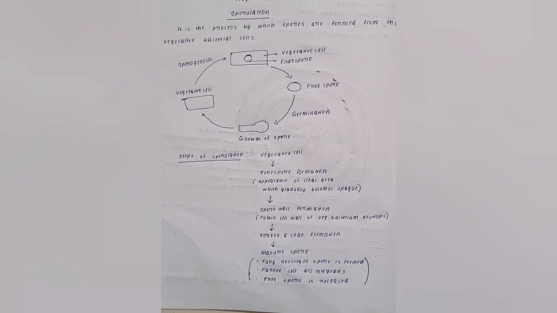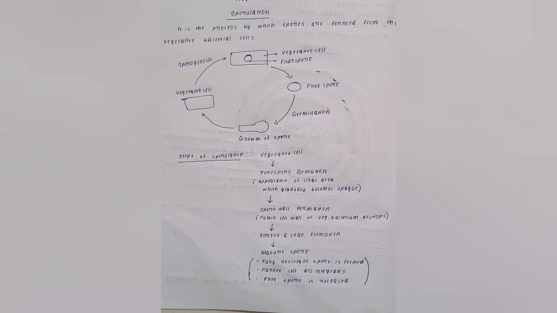So after sporogenesis, there is endospore formation inside the vegetative cell, and then the cell disintegrates and a free spore is obtained. That free spore remains as long as the unfavorable condition is present, and once the favorable condition comes, germination happens. The germination process is also discussed in the upcoming part of this video, and then there is growth of the spore, and then it becomes a vegetative cell. So this is basically a pictorial representation. Draw it, it is good.